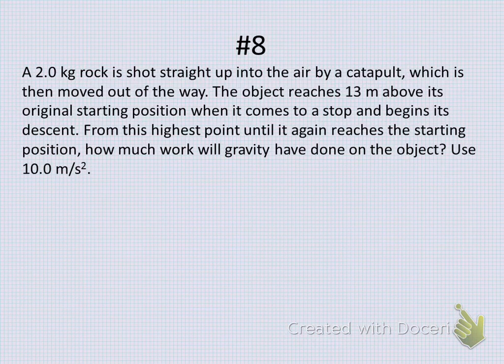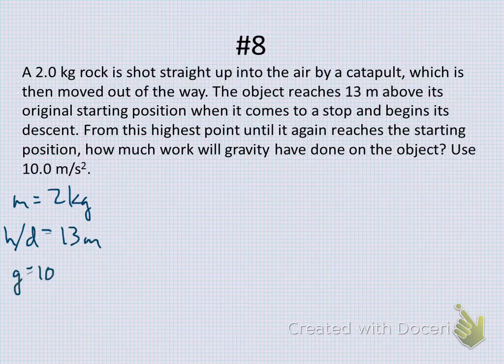Okay, moving on to number 8. Here we've got a mass given to us for our rock shot up in the air. We've got a height or displacement, same thing, really right, 13 meters. And it's telling us to use a g of 10 meters per second squared. And we're being asked about the amount of work that gravity would do. And so, of course, work is going to be equal to force times displacement.